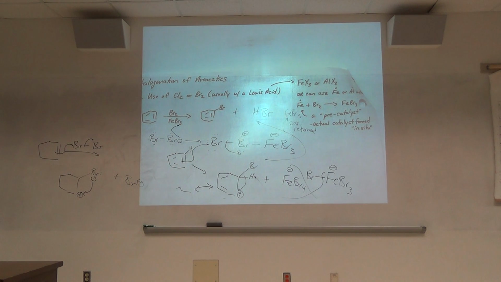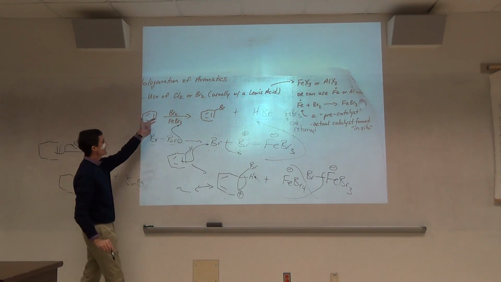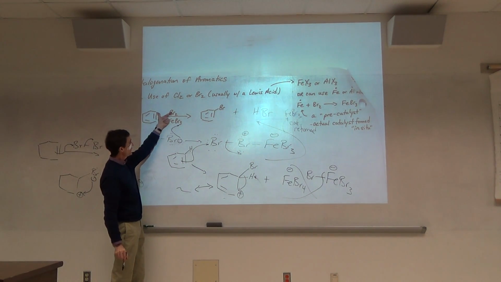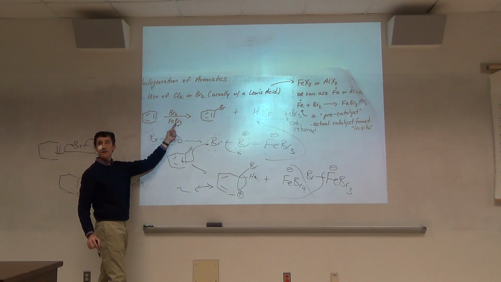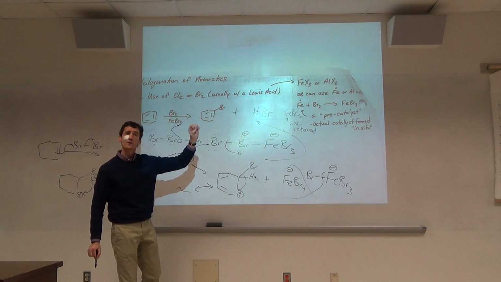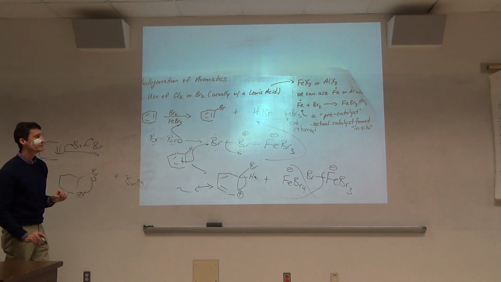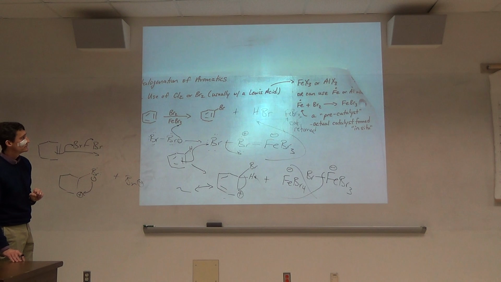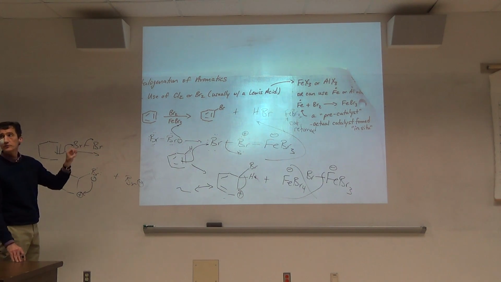Same mechanism works with chlorine, Cl2. Typically when you use chlorine, you don't want to mix your halogens, so you would use FeCl3, or AlCl3, which is most common with chlorine. Otherwise identical for fluorination.